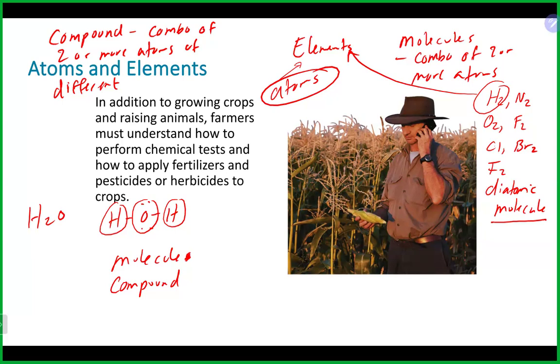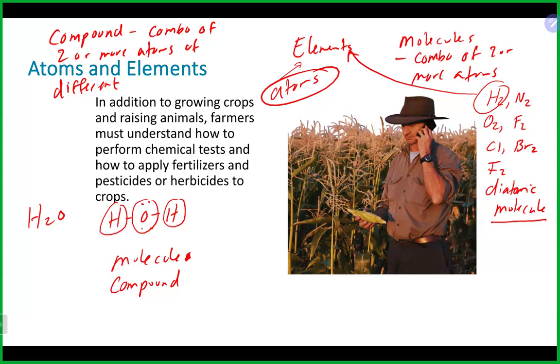So again, in order for something to be an element, it has to be just that one element by itself. Outside of those seven over there on the right, most elements come as monoatomic, which means they come as ones. So if you had iron by itself, it would just be Fe, nothing else with it. These guys are elements that come as twos, which makes them molecules, but not compounds.